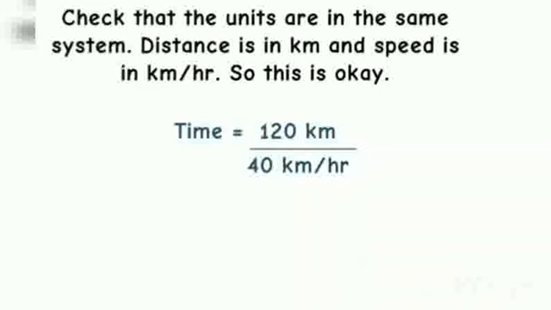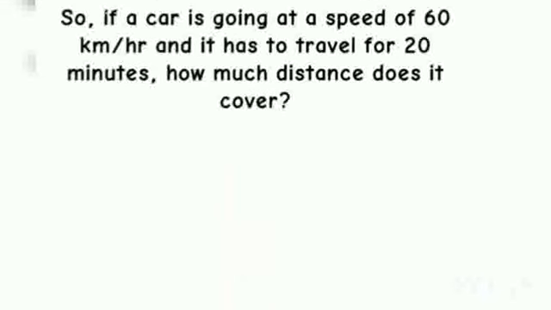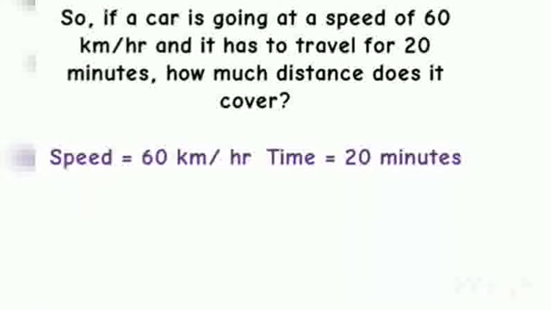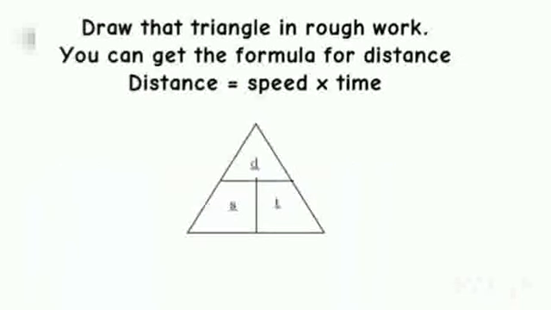Time is equal to 120 kilometer upon 40 kilometer per hour. So the answer, we get the time 3 hours. So if a car is going at a speed of 60 km per hour and it has to travel for 20 minutes, now see here values are different. 1 hour here is 60 km and then it is 20 minutes. Let's find out the distance covered by the car.